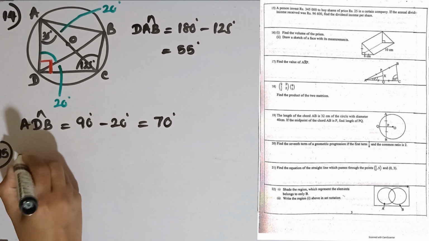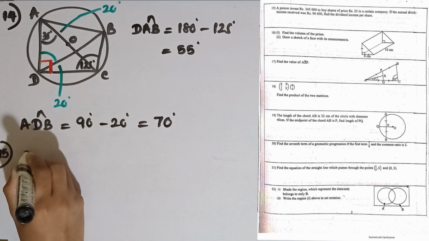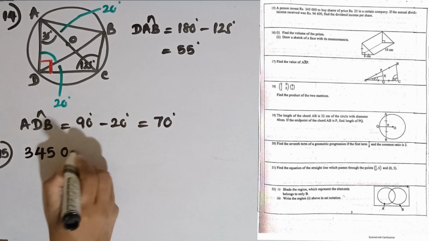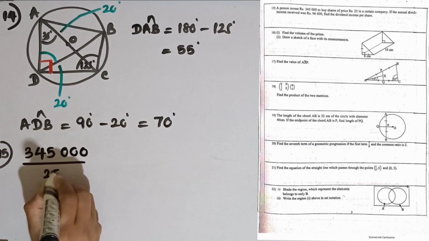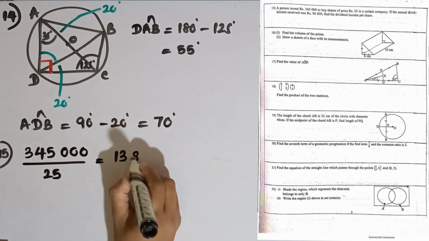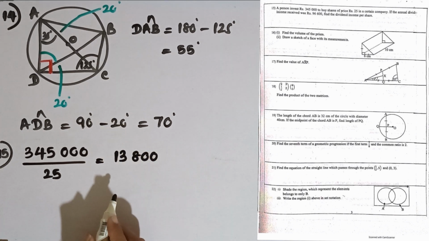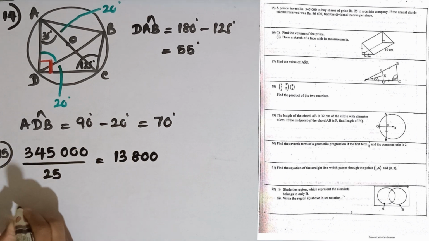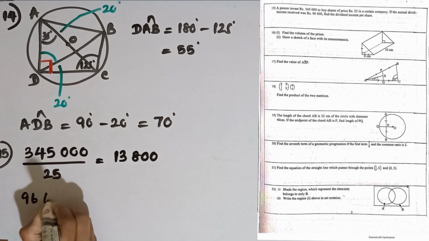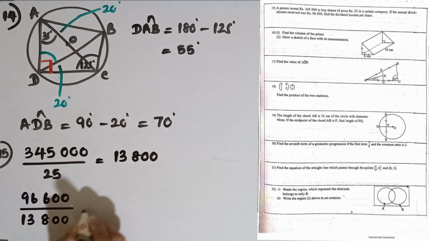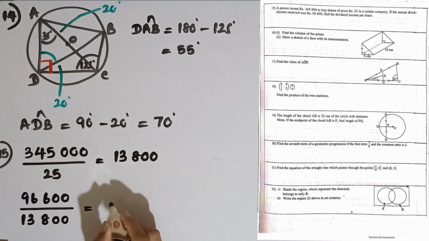First, we have to find the number of shares. How to find the number of shares? 345,000 rupees divided by 25. Then the number of shares becomes 13,800. Then we can divide the dividend by the number of shares now. 96,600 divided by 13,800. Then the dividend income per share becomes 7 rupees.